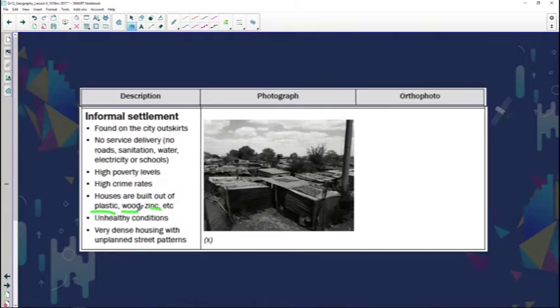The conditions are unhealthy because there's not proper sewage. There's probably not enough running water. High poverty levels. Okay, that's our informal settlements. The reason why they develop on the outskirts of urban areas is because people are migrating from the rural areas to the urban areas.